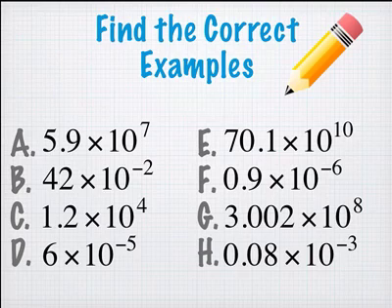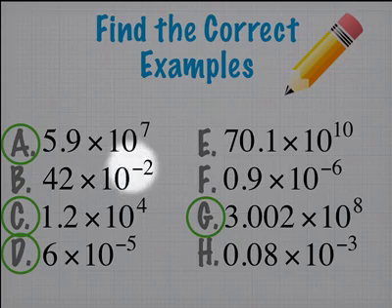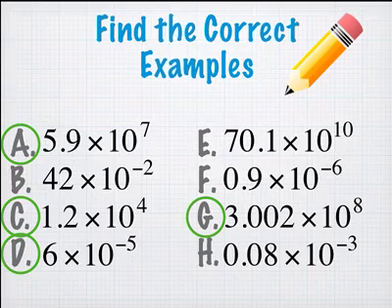Okay, here are the answers. How did you do? In problem B, 42 is bigger than 10. Letter E, 70.1 is bigger than 10. And in F and H, we have small decimal numbers that are smaller than 1. That means that only problems A, C, D, and G were in scientific notation.